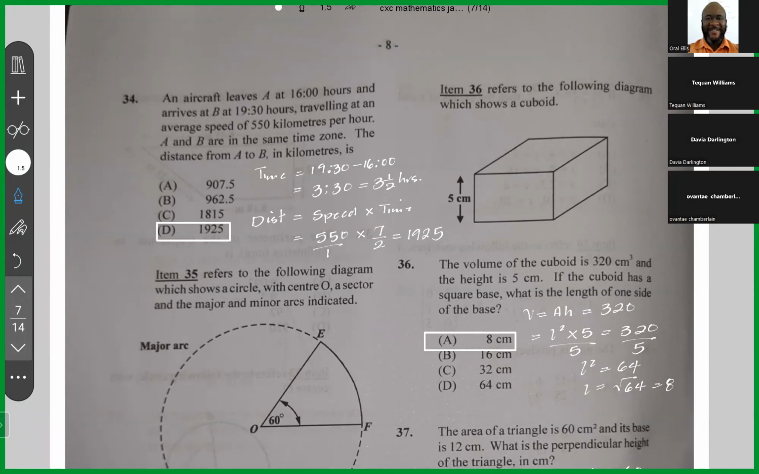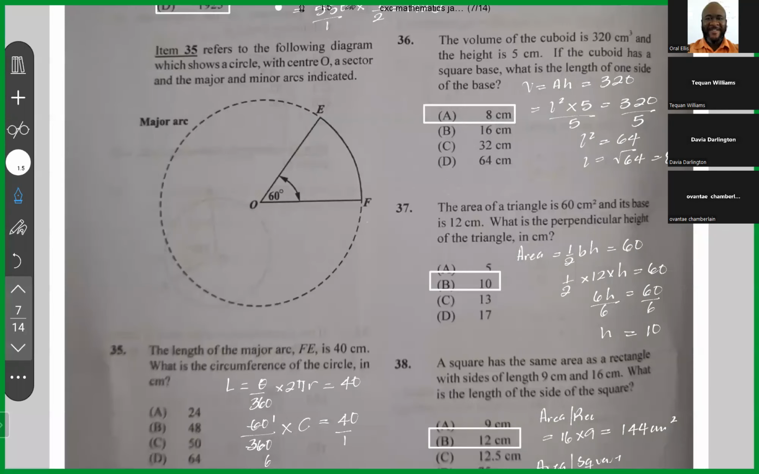Distance is speed multiplied by time. It's 550 multiplied by the time, 3.5. 3.5 is the same as saying 7 over 2. The answer is D, 1925.